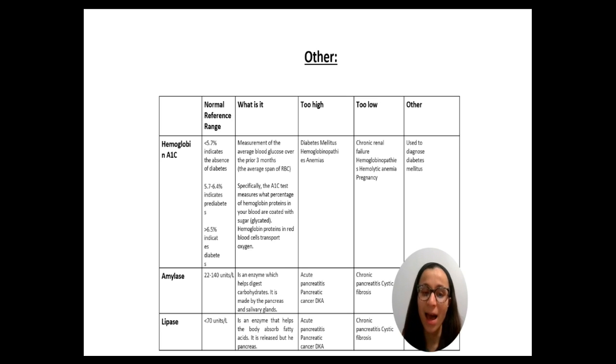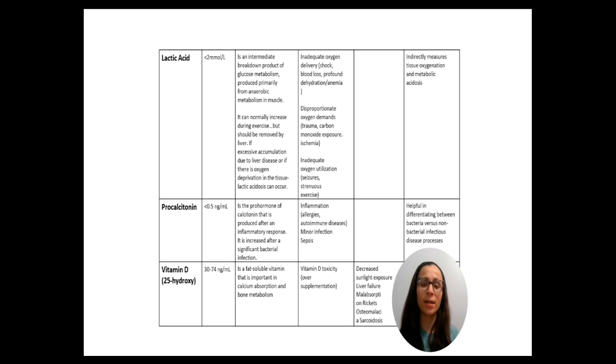Amylase and lipase. Amylase, the normal range is 22 to 140, and lipase you want under 70. They're both enzymes that help to digest, but amylase helps to digest carbohydrates, and lipase helps to digest fatty acids. Because they're made by the pancreas, if they're elevated, then it's usually a sign of acute pancreatitis or pancreatic cancer. And if it's too low, it's usually a sign of chronic pancreatitis or cystic fibrosis. So they're pretty much used to assess or diagnose pancreatic disease or pancreatitis.